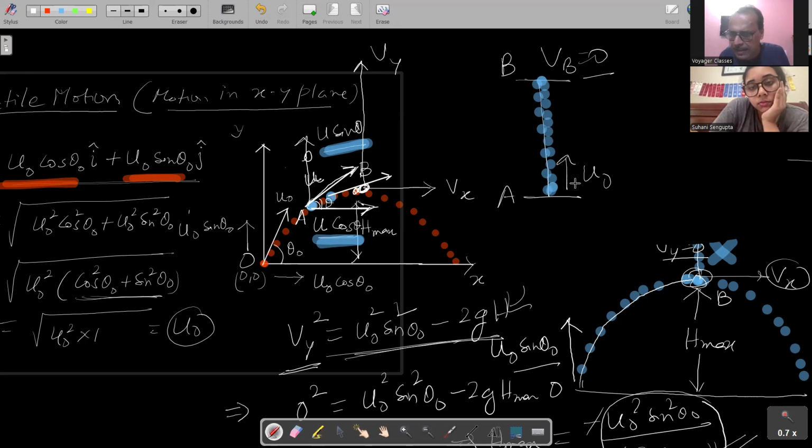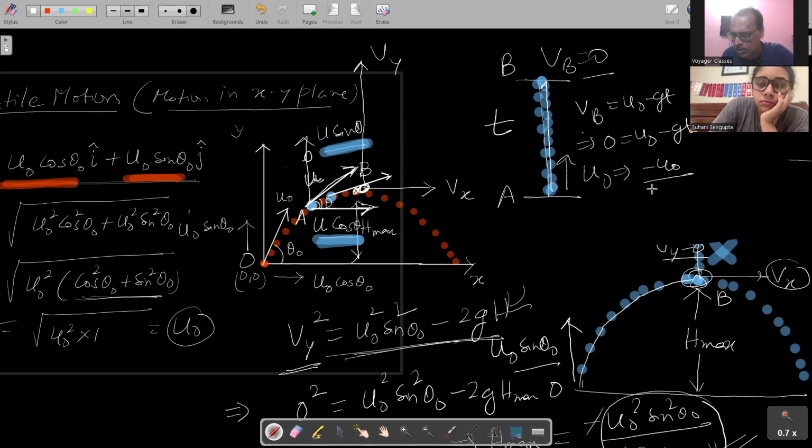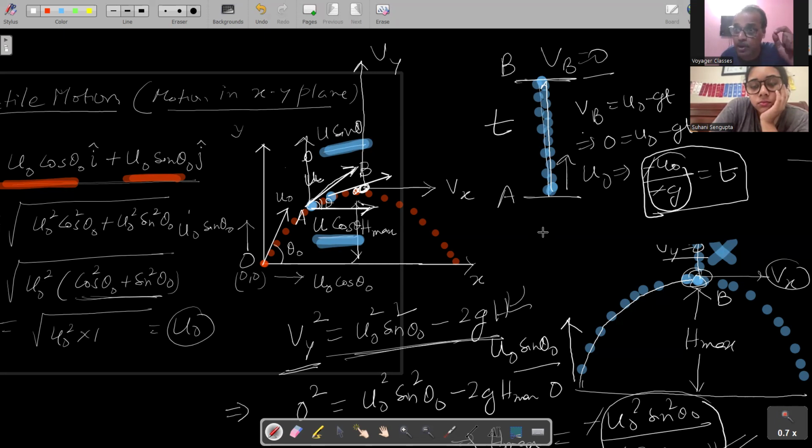Suppose time t is taken to reach the maximum height. So we can say Vb is equal to u zero minus gt, obviously, because minus will be there. Vb is zero, so we can write zero is equal to u zero minus gt. From there we find t is equal to u zero by g. So this is basically the time taken to reach the maximum height in a vertical motion. Clear?